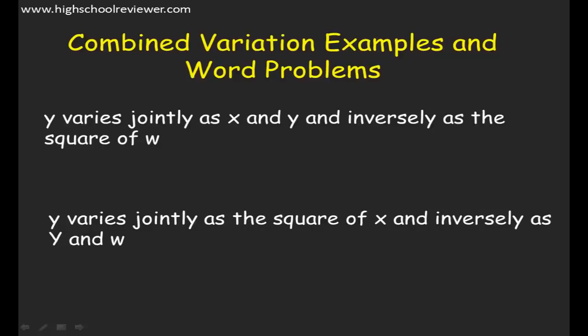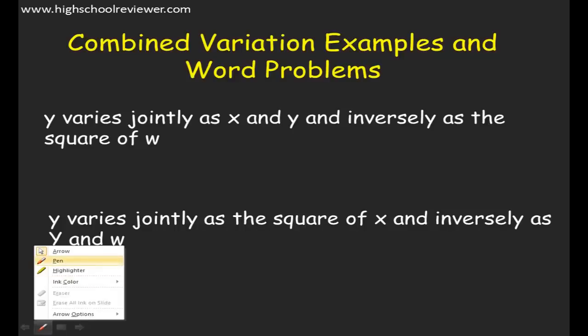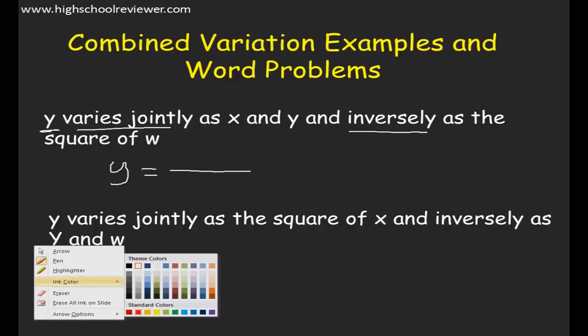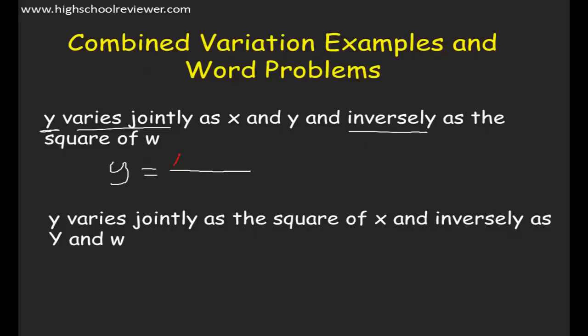Next example, y varies jointly as x and y and inversely as the square of w. Again, the variable y is the one that varies jointly and inversely, so it will be written on the left side. Equals to, so there will be a fraction here. And the first variable will always be the variable k, or the constant of variation.